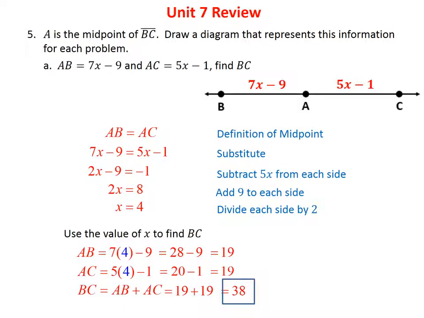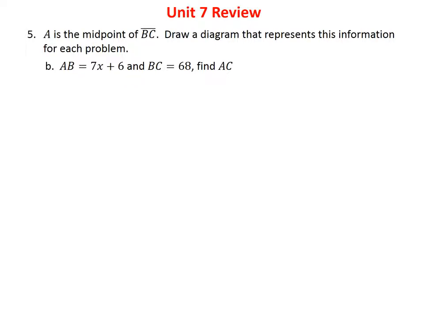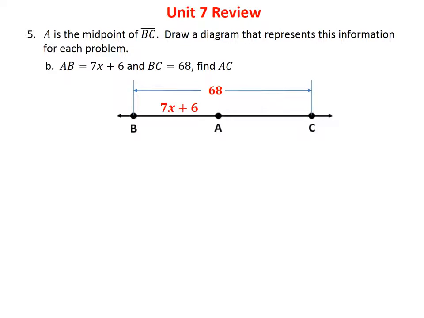5b is actually a very simple problem, but a tricky problem because you're tempted to solve this the same way you did A, and it's really simpler than that. Notice if I draw this, A is the midpoint again. They're telling me that AB is 7x plus 6, but they tell me that the whole length, BC, is 68, and they want me to find AC. Well, what makes this a little tricky is they've given you more information than you need.